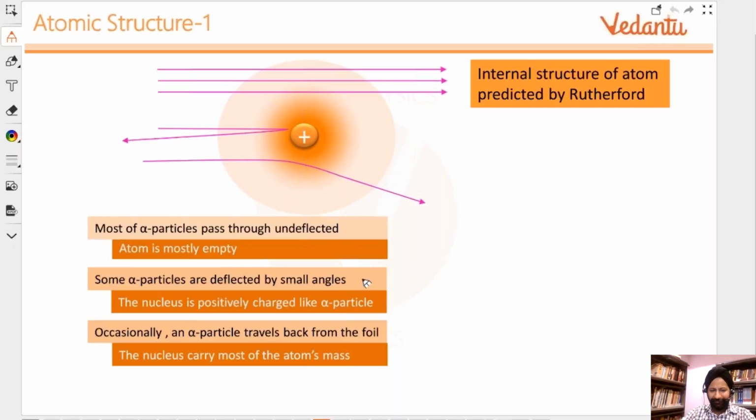Some alpha particles are deflected by small angle. So that means that they go close to the nucleus. So alpha particle was going here, it'll be deflected a little because this is positively charged, and that is why alpha particle is deflected. Occasionally, an alpha particle travels back. That means nucleus carries almost every mass, like everything, the mass itself is inside the nucleus. Electrons have virtually almost zero mass, I would say, compared to nucleus, obviously, right? So most of the mass is out there in the nucleus.